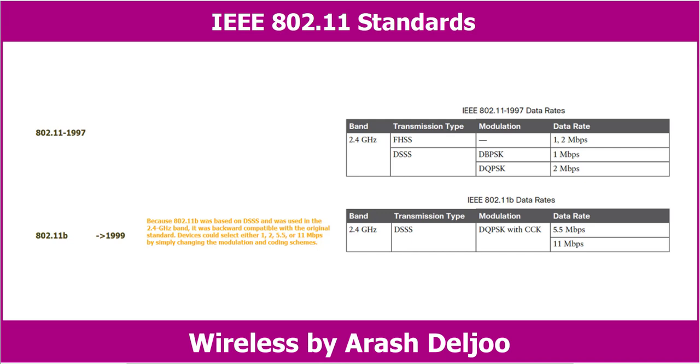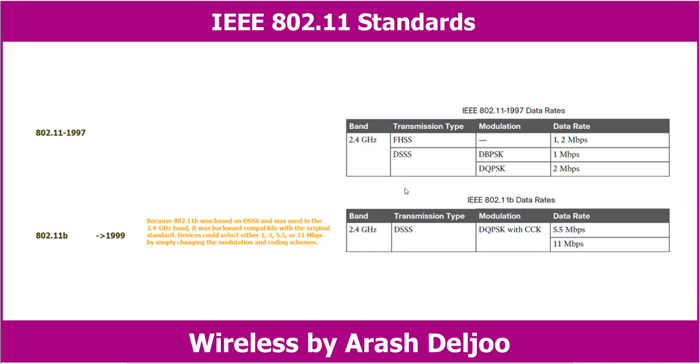The first standard is 802.11 1997. The original 802.11 standard was ratified in 1997. It included two main transmission types, as you can see here, FHSS and DSSS, for use only in the 2.4 gigahertz band. The theoretical data rates include 1 and 2 megabit per second, as you can see here.